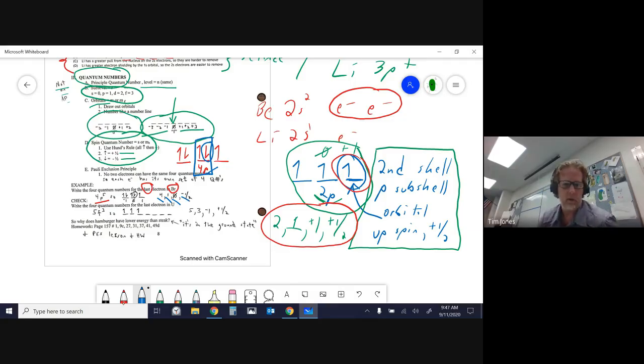And I have another one here with the last electron in uranium, same idea. This is just a really corny joke.